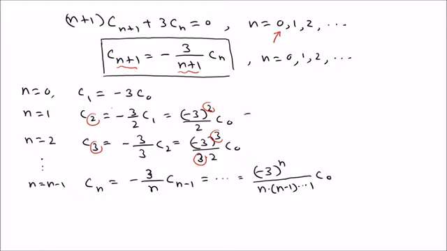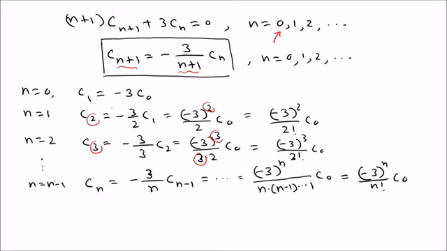So if you go back, you can fill this now because you see the pattern. So it is negative 3 squared over factorial 2 times c naught. This becomes negative 3 cubed over factorial 3. Now this is negative 3 to the n over factorial n times c naught. So that's what you get. So that is the general coefficient.